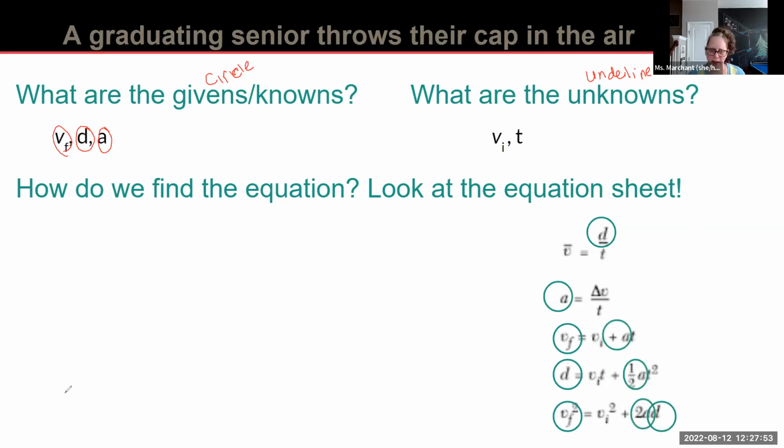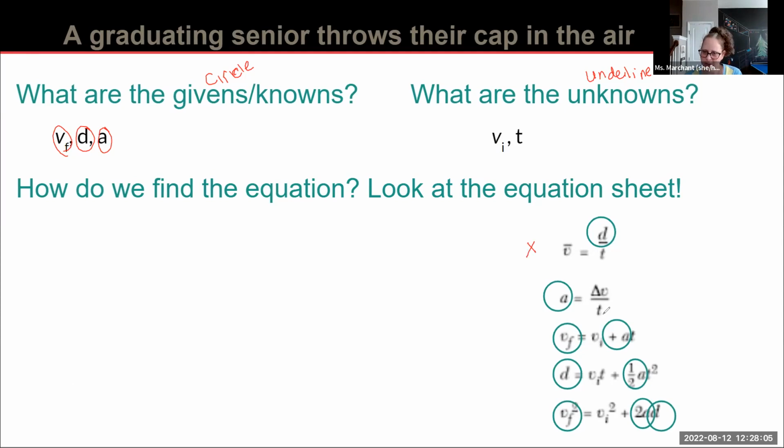Now I can go through and look at each one and go, okay, on this first equation, I need average velocity and time. So I'm probably not using that one. This next one, I need the change in velocity and time. Probably not using that one to solve. Next one, again, initial velocity and time. Too many variables to solve if I only have one equation.